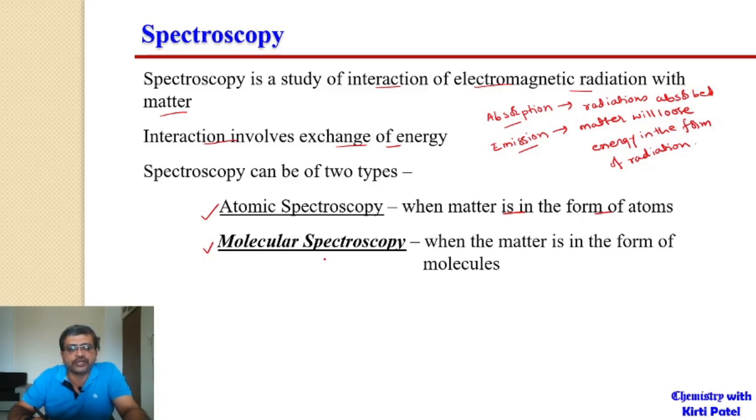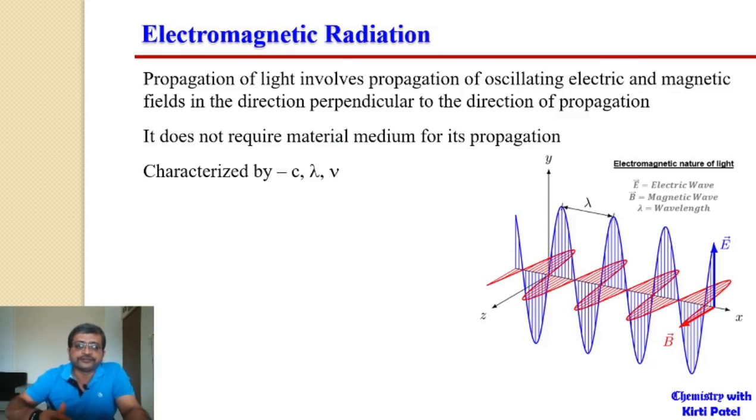In this unit and this chapter we will be studying molecular spectroscopy, where the matter is in the form of molecules and it interacts with the radiation. That is, when the molecules are interacting with radiations, we call it molecular spectroscopy.